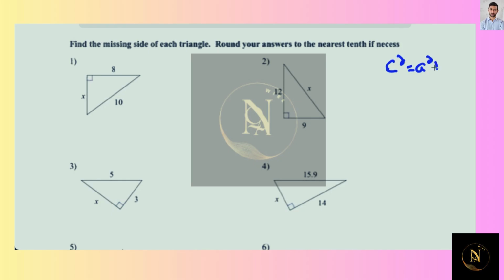This is all variations of the Pythagorean theorem, which I'm going to write as c squared equals a squared plus b squared, where c is the hypotenuse, which you recognize as being across from the right angle.